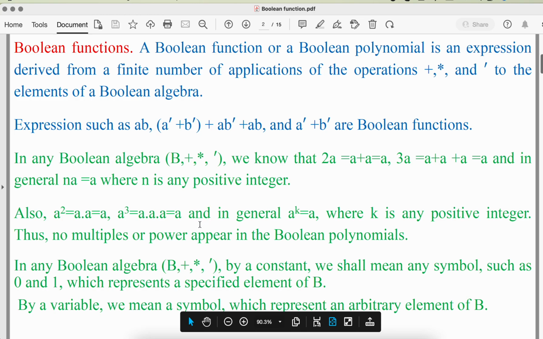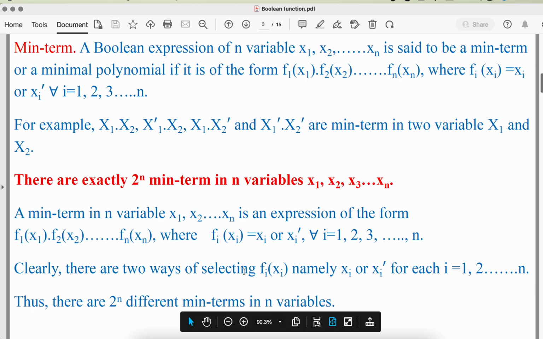Also, in any Boolean algebra, by a constant we mean any symbol such as 0 and 1, and this represents a specified element of B. And by variable we mean a symbol which represents an arbitrary element of B.